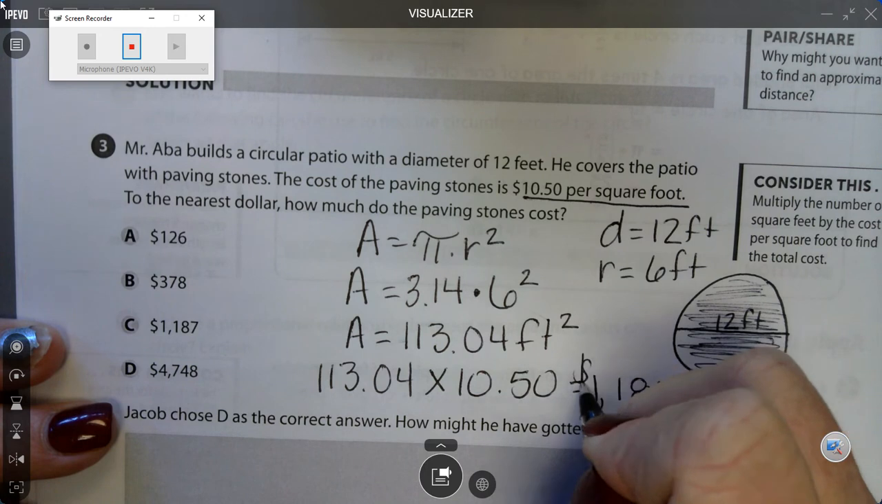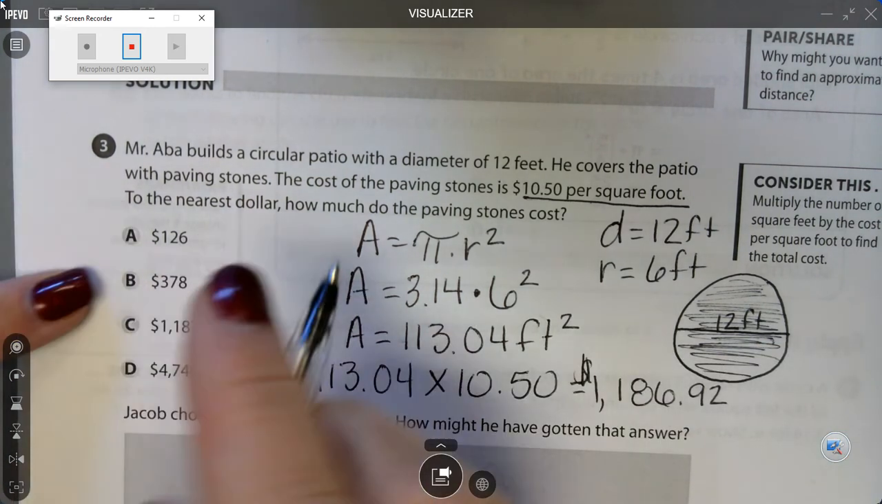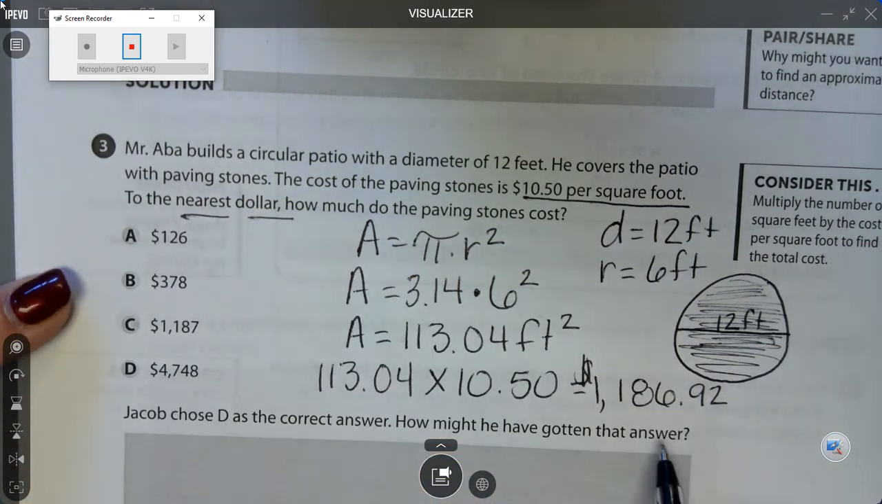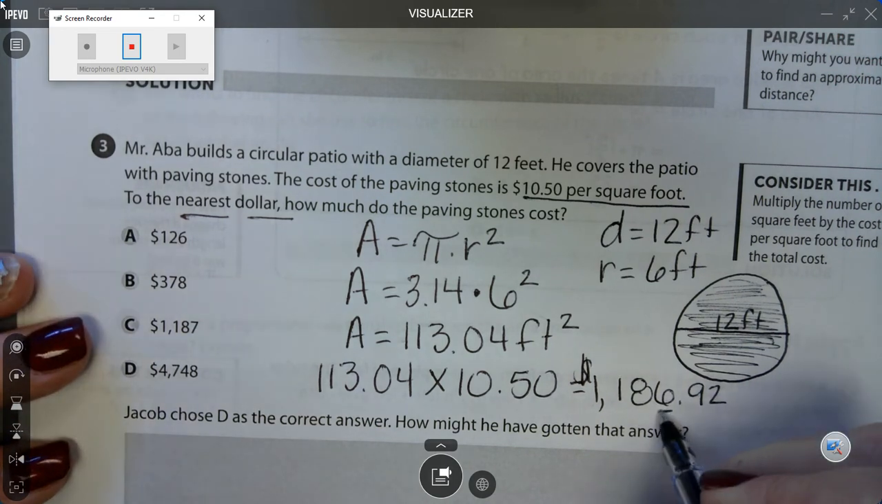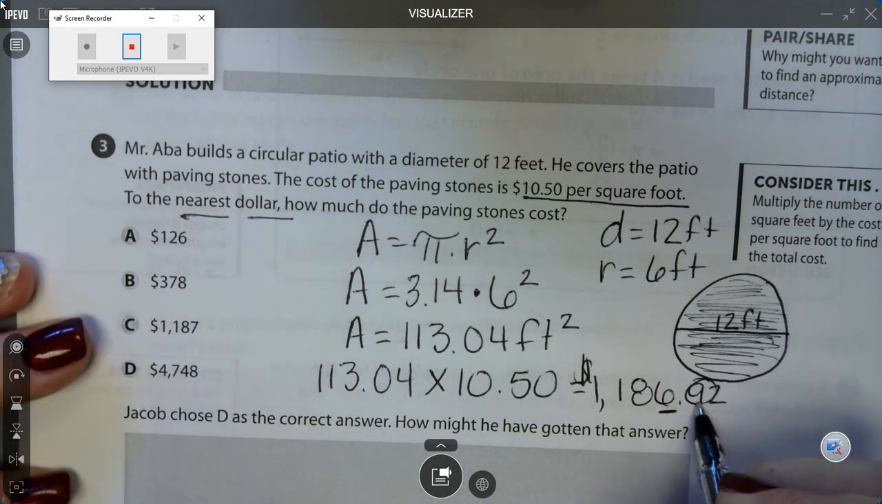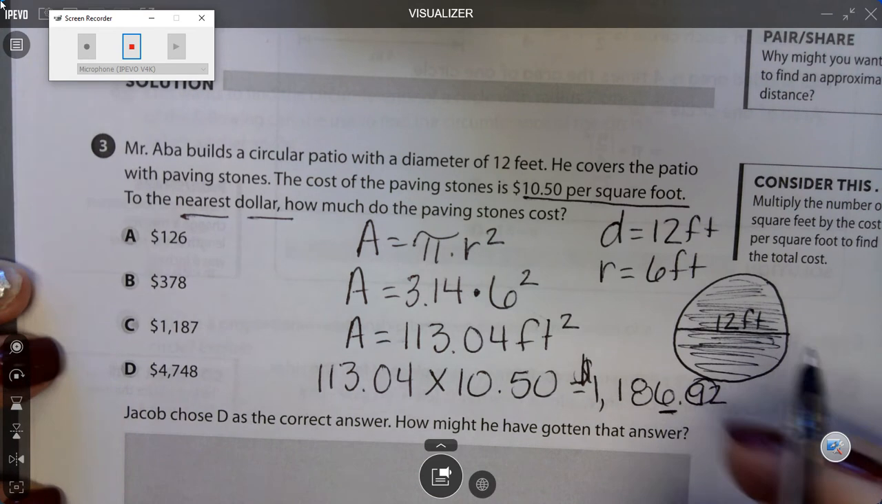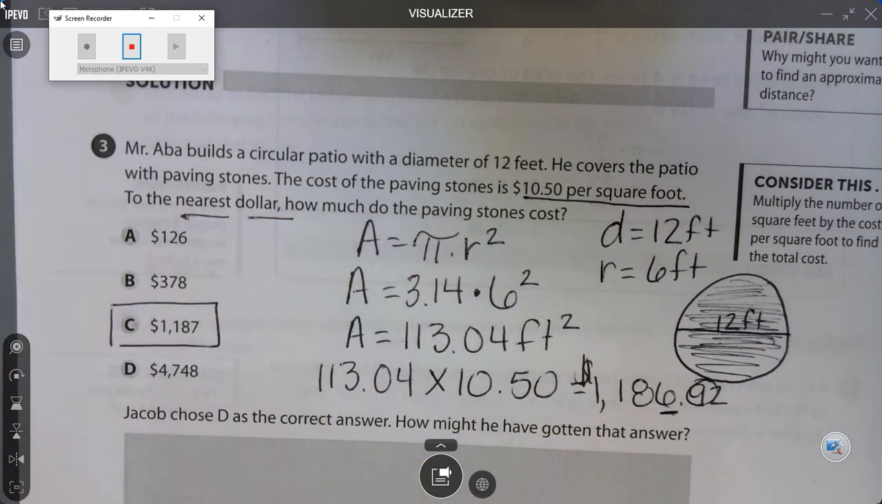So if we multiply it by $10.50, it comes out to be $1,186.92. But if you read the directions, it says to the nearest dollar. So this is the nearest dollar. If that's 5 or above, you give this a shove, and that's why our answer is C. Okay? All right? So, comments, questions, or concerns?